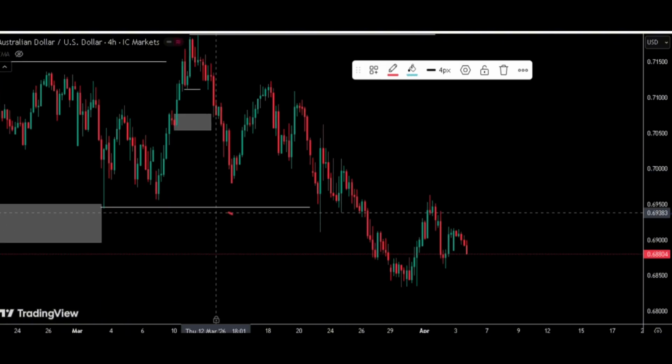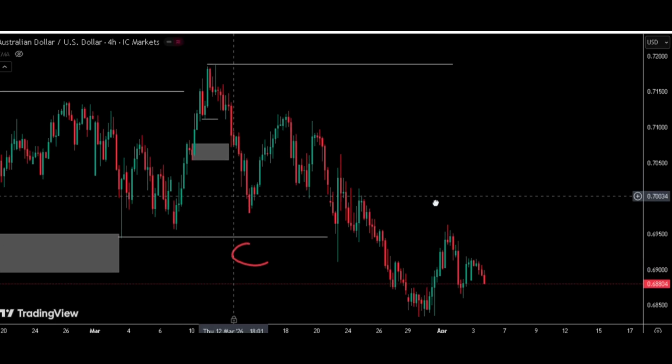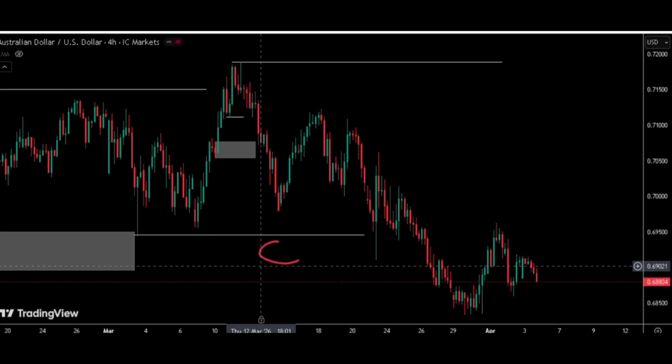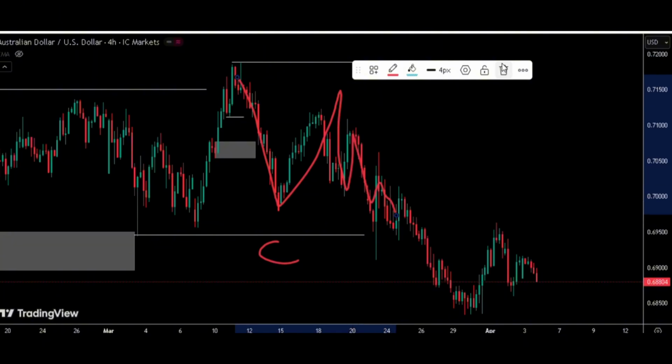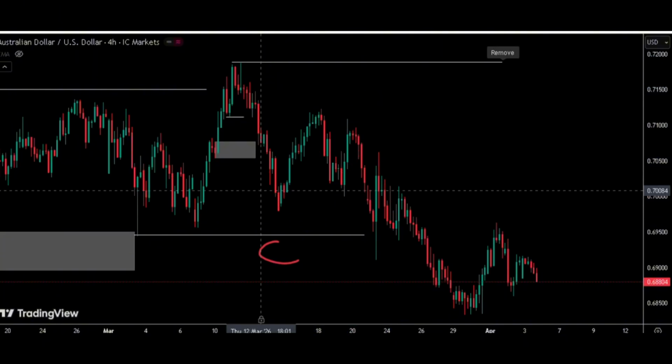We have a change of character in this place. So where is our range? Now, this is where a lot of people get it wrong. These are internal structure. These are internal moves, impulse and correction. And remember, for us to invalidate this structure, this is the level. This change of character is what invalidates this low structure.